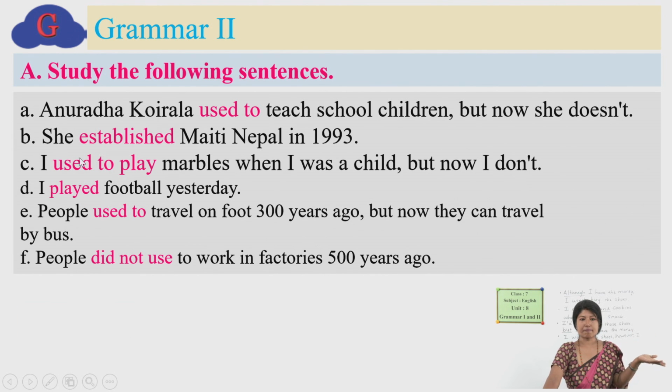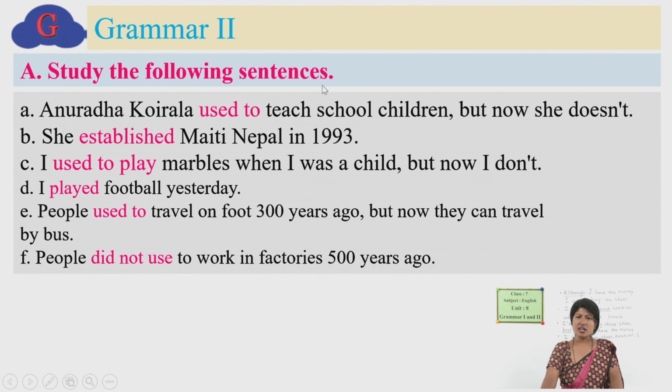Used to play. Number D. I played football yesterday. Number E. People used to travel on foot 300 years ago, but now they travel by bus. Number F. People did not used to work in factories 500 years ago. So I hope you have already guessed which structure is focused over here. Yes, used to structure. Used to, and then simple past tense. Established, played, used to, did not used to.